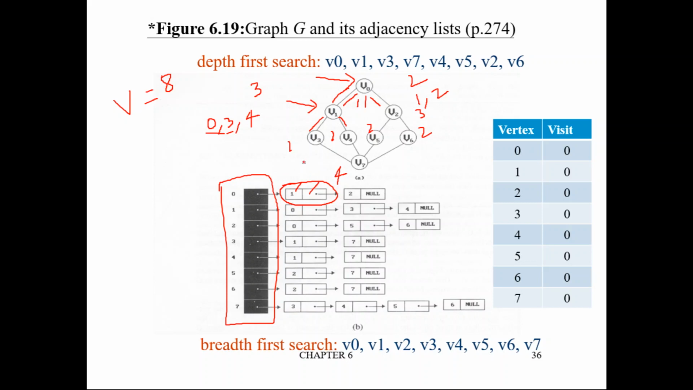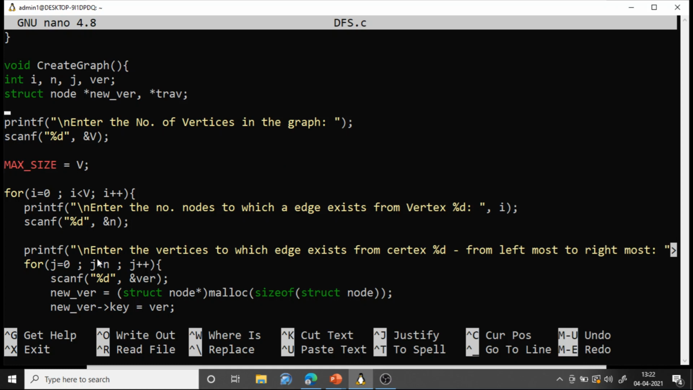Like this we will give the entries. Then this adjacency list will be displayed. Okay, fine. Let us see that code now. So that is what is in create graph.